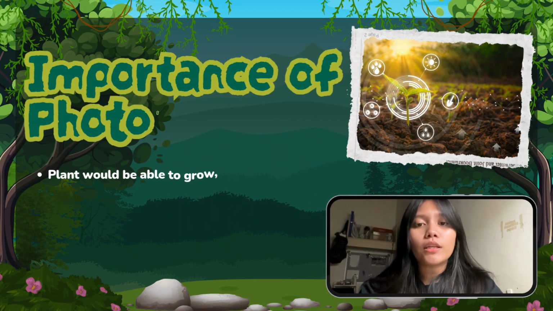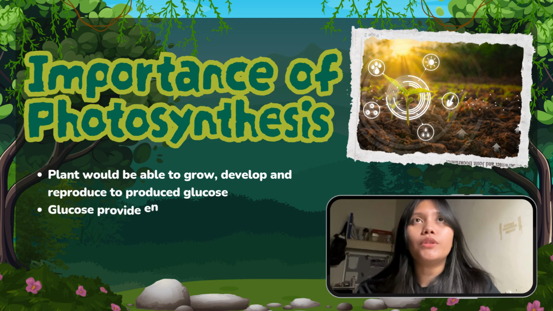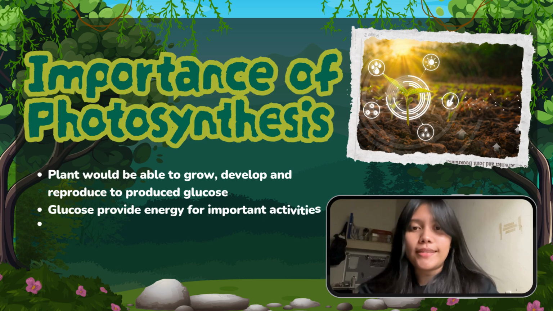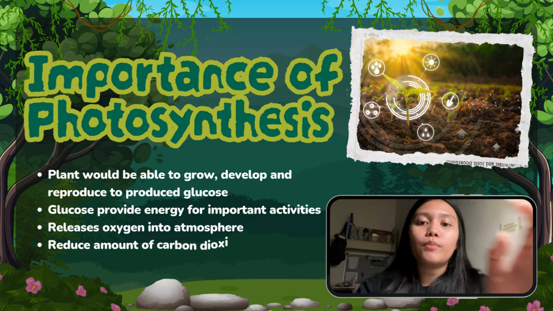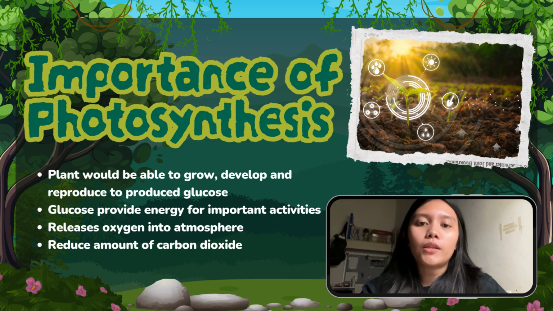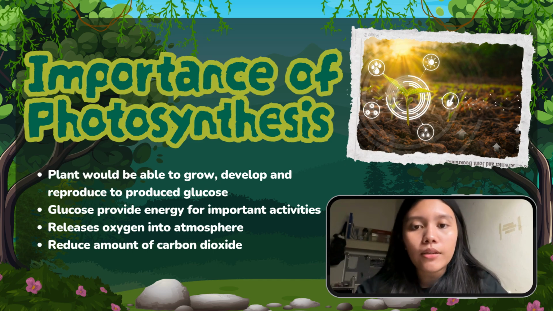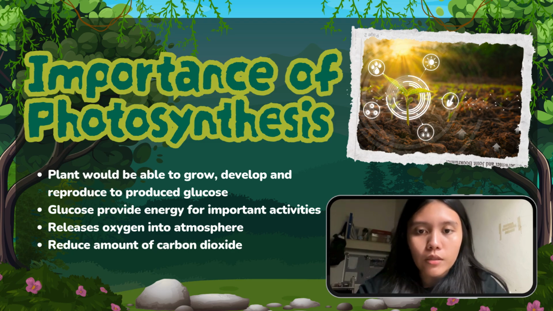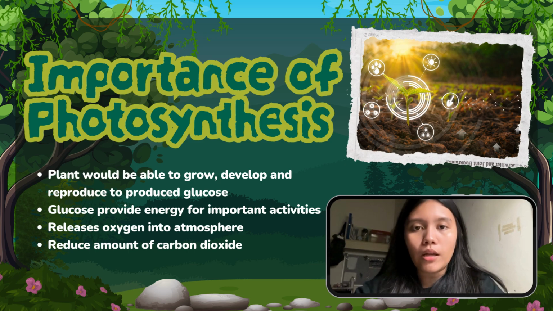Photosynthesis is extremely important because it allows plants to produce their own food. Without this process, plants would not be able to grow, develop, and reproduce. The glucose produced during photosynthesis supplies energy for important activities such as root growth, leaf development, flowering, and fruit production. Some of the glucose is also stored as starch and used when sunlight is not available.